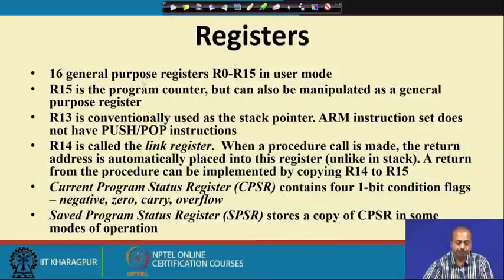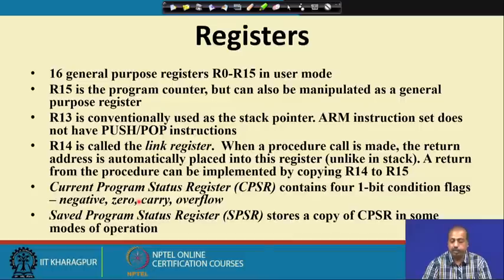Now, R14 is the link register. When a procedural call is made, the return address is saved in this R14 register, and return will be done by copying R14 to R15. Then there is a program status register, there is a current program status register, and there are a number of saved program status registers, the SPSR registers.